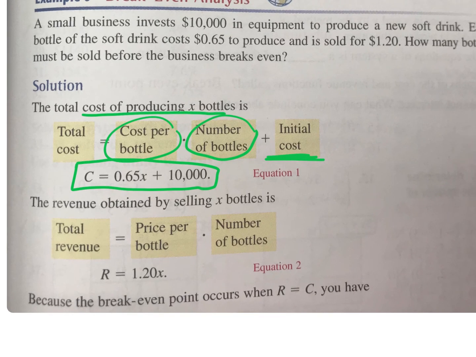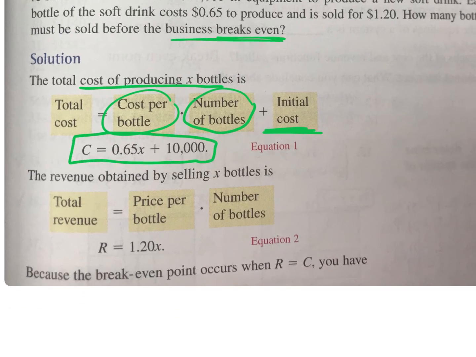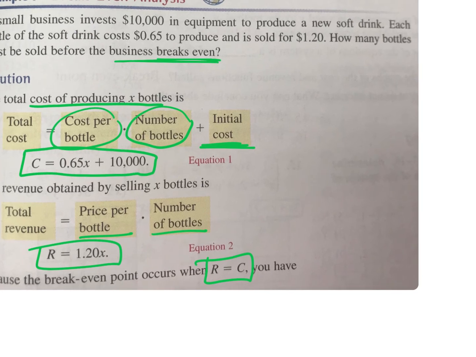And then the question asks, how many bottles must be sold to break even? So we have to find the cost and the revenue, and we break even when the cost is equal to the revenue. So the revenue is the price per bottle times the number of bottles sold. So this is our second equation. So we need to find out, when does our revenue equal the cost? So we set the revenue equal to the cost.